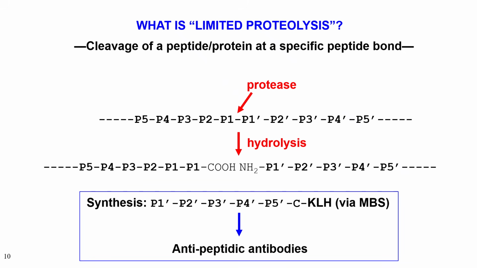It is cleavage of a peptide or protein at a specific peptide bond. When a given protease induces hydrolysis like this, you will get these 2 fragments. Then you will synthesize a short pentamer or hexamer peptide corresponding to the carboxy or amino terminus, conjugate it with KLH via cysteine, and immunize animals to generate antipeptide antibodies specific to the proteolytic product.